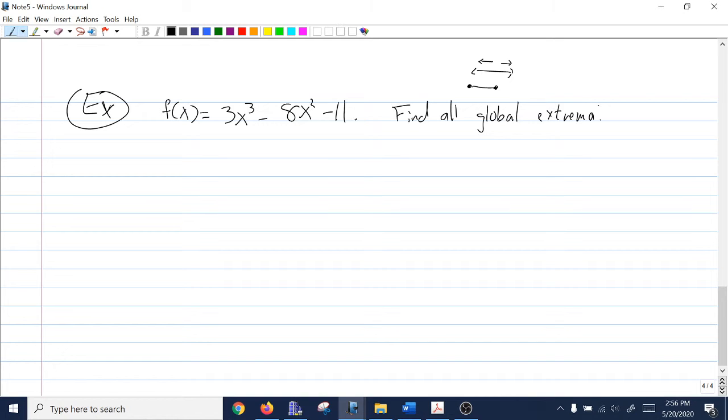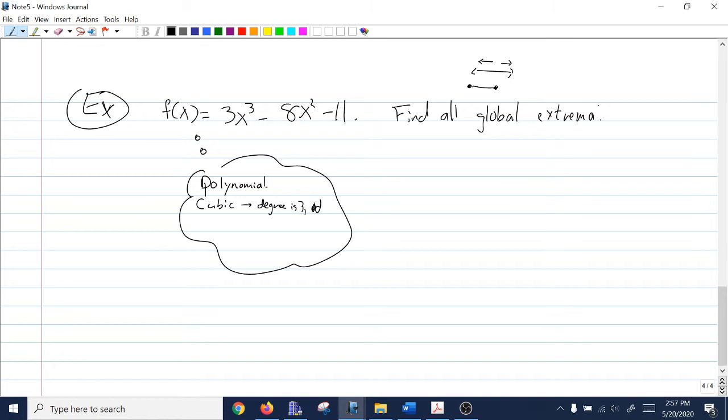Before I think about taking derivatives and setting them equal to 0 and all that, just think real quick about what I know about this function. This is a polynomial. It's cubic. It's got degree 3, which is odd. Remember all that stuff about end behavior you talked about in some algebra class? I have an odd degree polynomial. It has a positive leading coefficient. That's enough to say that it goes up on the right and down on the left.